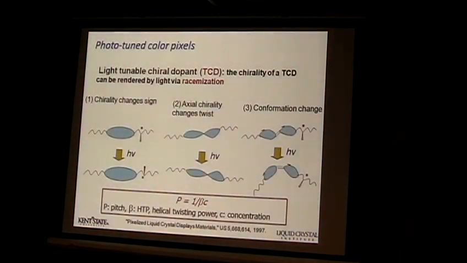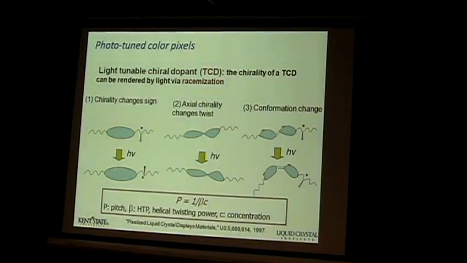Okay, so for the color, remember what you learned earlier. It's the helical twisting power, beta. The helical twisting power is very important. Well, that is the helical pitch, how tight you turn that screw. If you increase the chiral concentration, you can screw tighter. The higher the helical twisting power of the material and the higher the concentration of your chiral dopant, the shorter the pitch. So they are inversely proportional to each other.